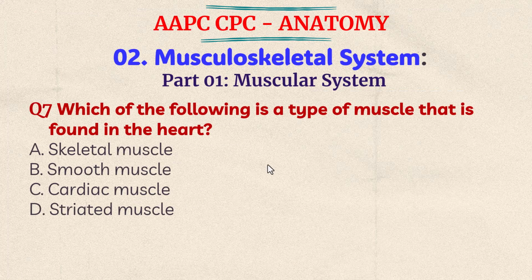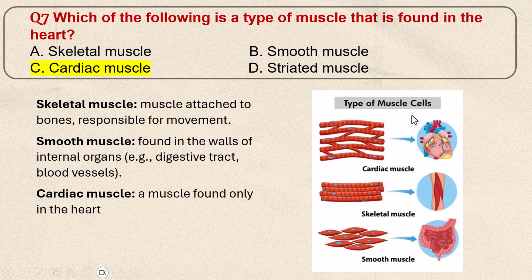Question number 7. Which of the following is the type of muscle that is found in the heart? A. Skeletal muscle, B. Smooth muscle, C. Cardiac muscle, D. Striated muscle. This question is also repeatedly coming, as in question number 6. We have already seen that the muscle found in the heart is the cardiac muscle. So the correct answer is cardiac muscle, as I explained earlier.